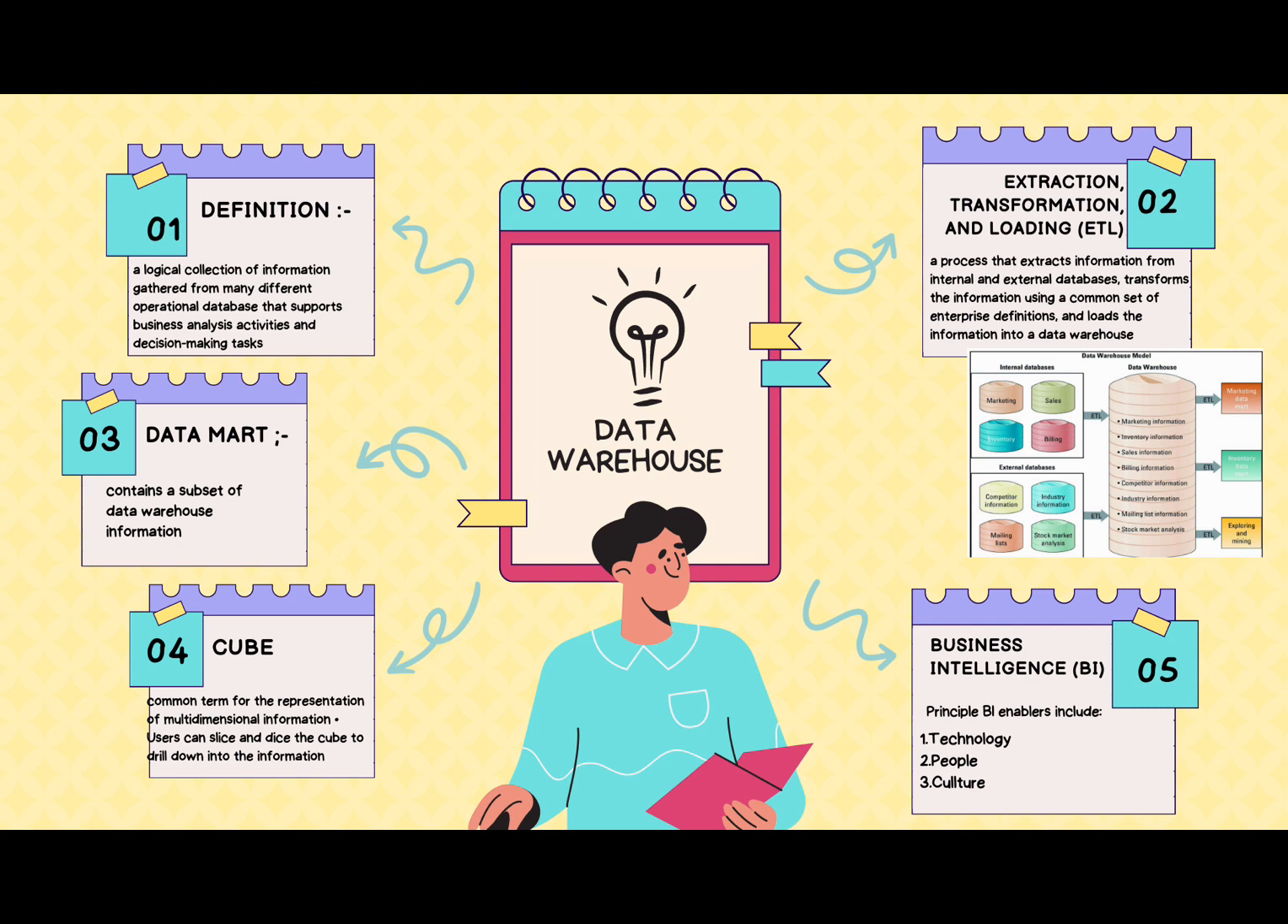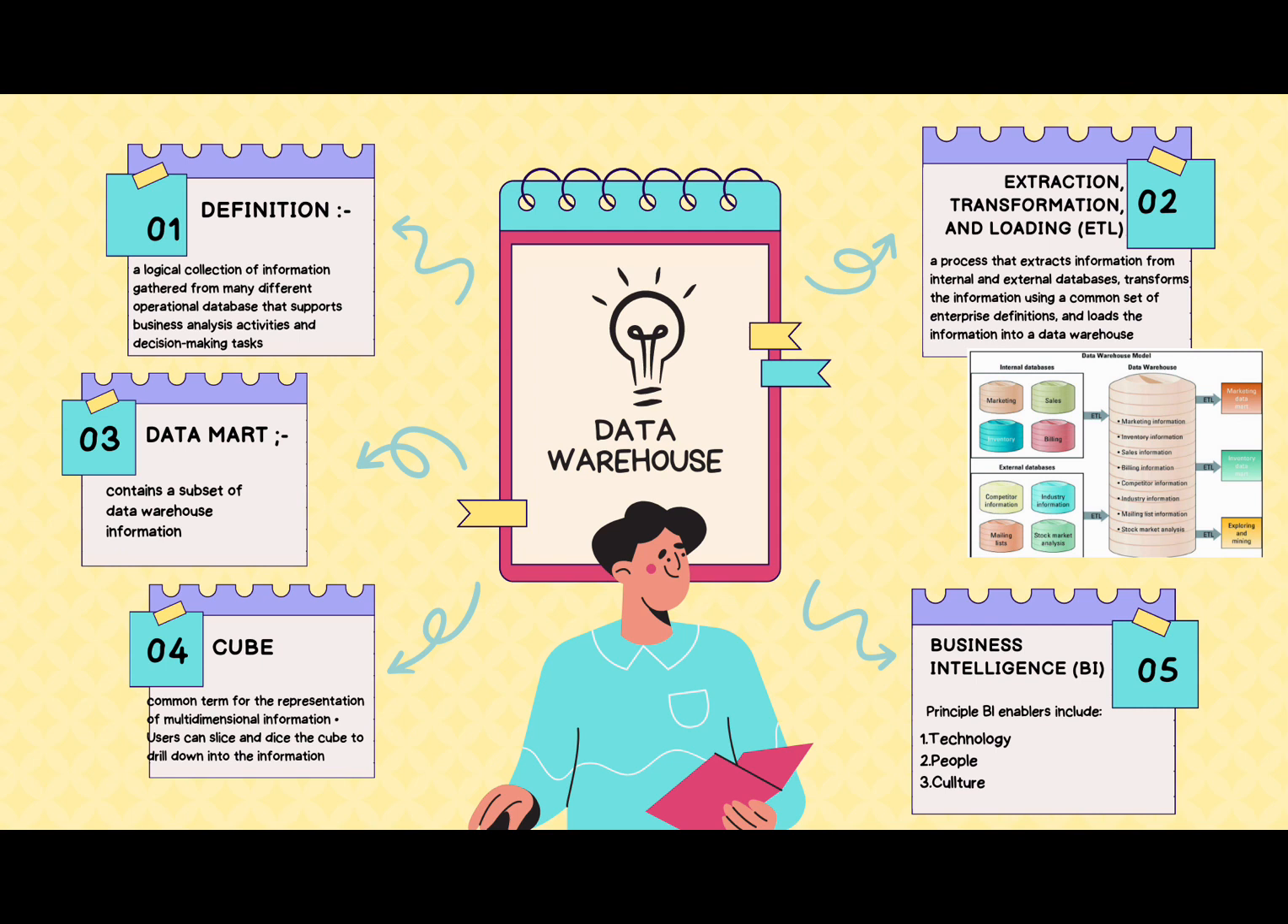and external databases, transforms the information using a common set of enterprise definitions, and loads the information into a data warehouse. So the figure shows the internal databases, external databases and the data warehouse. Internally, we have marketing, sales, inventory and billing. For external, we have competitor information, industry information, mailing lists and stock market analysis.